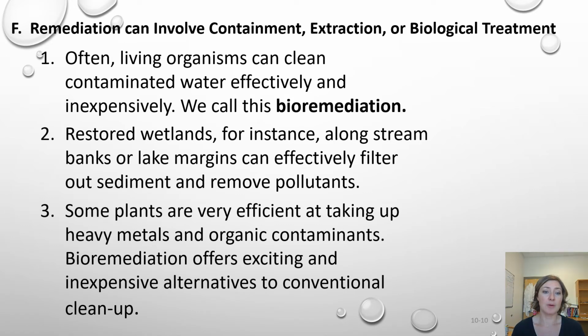So we're using living things to remediate a polluted water source. Restored wetlands along stream banks or lake margins can effectively filter out sediment and remove pollutants. So just leaving wetlands there or returning wetlands to an area close to a stream can help to remove pollutants in and of itself. Some plants are very efficient at taking up heavy metals and organic contaminants. So the thought is you plant these plants where you have heavy metal contaminants or organic contaminants. The plants are able to take up those heavy metals, and then we remove the plants from the environment and we can take them and haul them off to be properly processed. So we're taking those heavy metals and contaminants out of the water system that way. So for me, bioremediation is really exciting, but it's also an inexpensive alternative to conventional cleanup strategies.